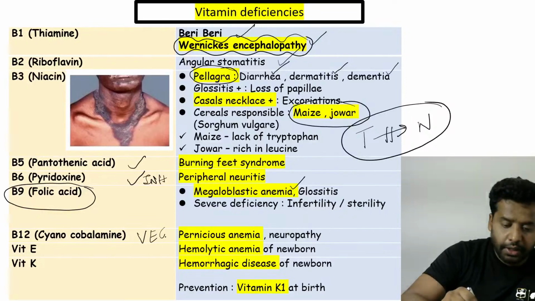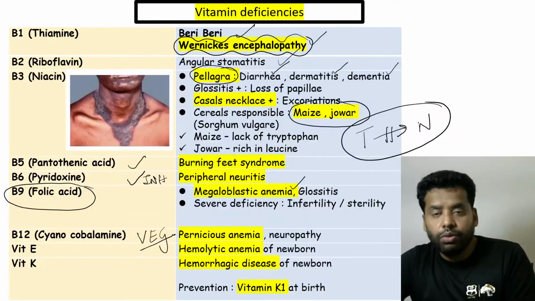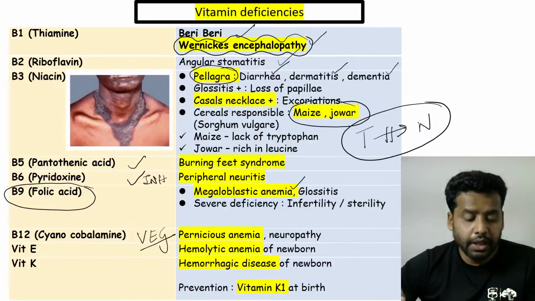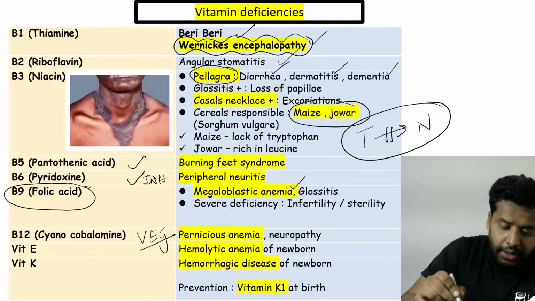Folic acid deficiency, megaloblastic anemia. B12 deficiency is seen in vegetarians. If they ask questions like exclusively veg, B12 deficiency. Pernicious anemia.